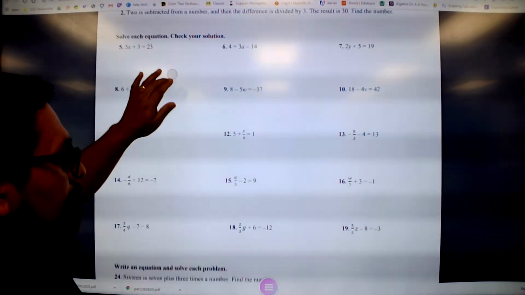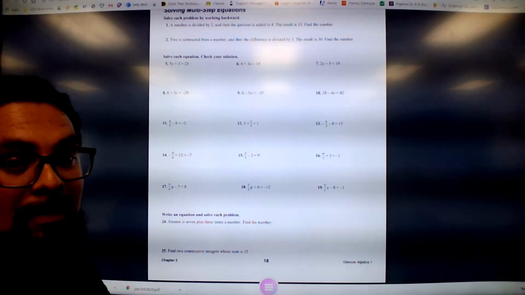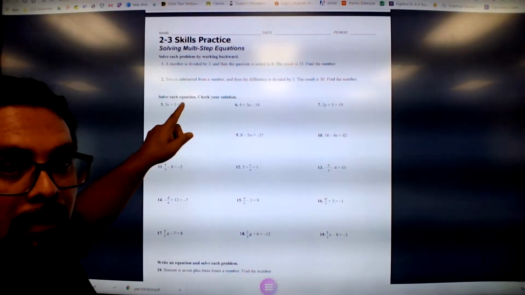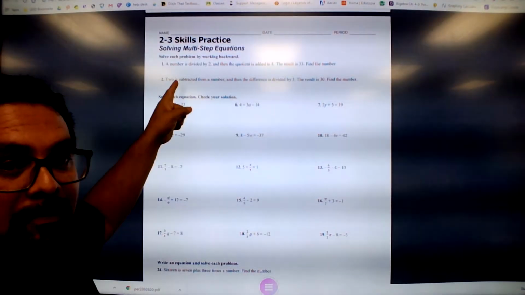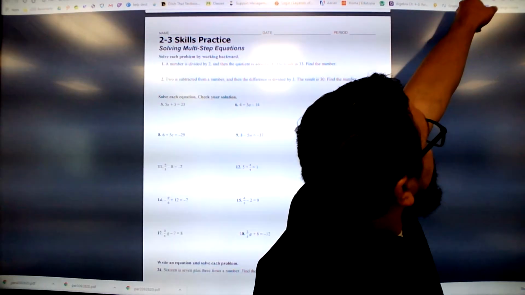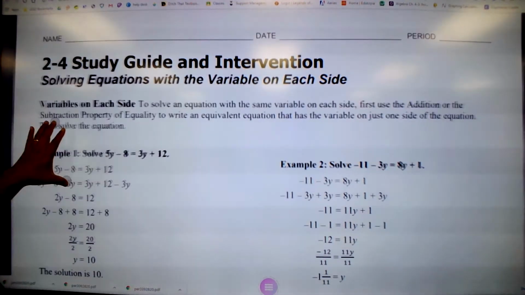We did all of these. Hopefully, you turned these assignments in already. So that's what we did. We were using TioSadMap to solve multi-step equations. Now we're on 2.4.